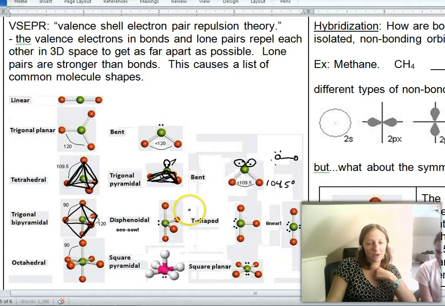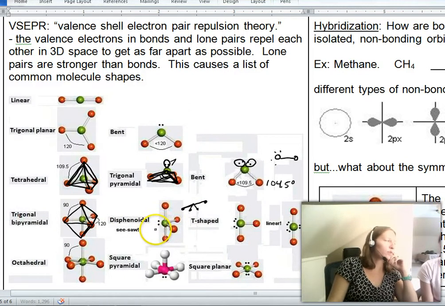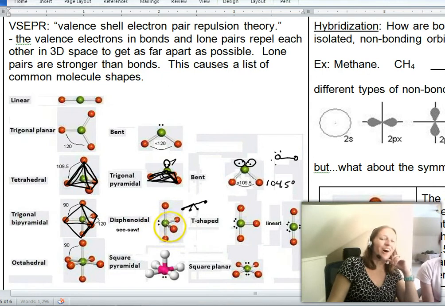The way that you should think about it is you have a little thing and you have that. That's a better representation of a seesaw. Dinosaur. And it goes dunk, dunk, dunk, dunk. Apparently the official name besides seesaw is disphenoidal, which I'm not even sure what sphenoid means. So it's two of them though. Alright. Seesaw. It's a seesaw.